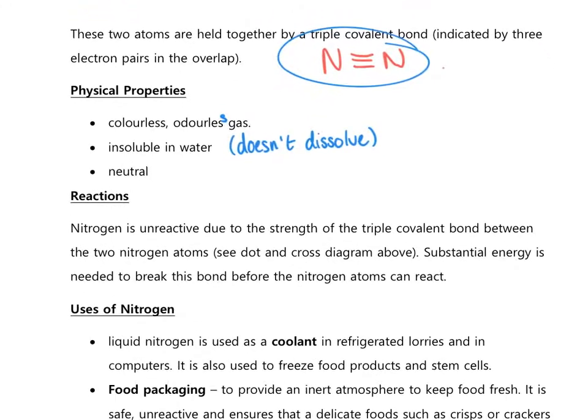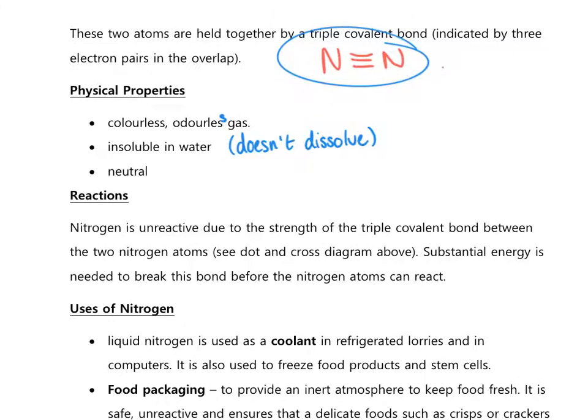So when you're asked to explain why is nitrogen so unreactive, what you would be saying is that the atoms are held together by a strong triple covalent bond, and a lot of energy is needed to break this bond before the nitrogen atoms can react. So that's almost a 2-mark explanation. And you will need to come back to that in your mind map when you're summarising nitrogen. Why is it unreactive? Because the nitrogen atoms are held together by a strong triple covalent bond, and so a lot of energy is needed to break this bond before the nitrogen atoms can react.